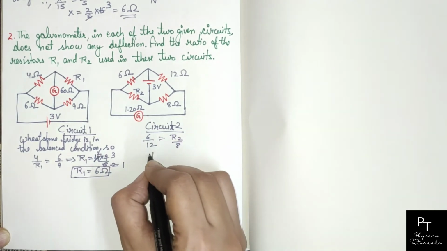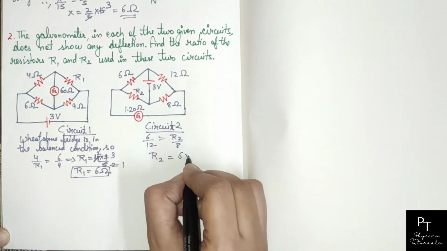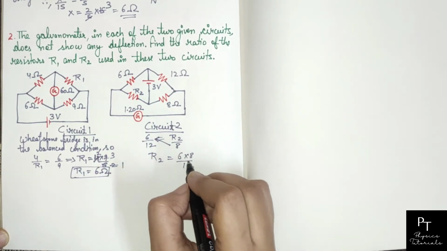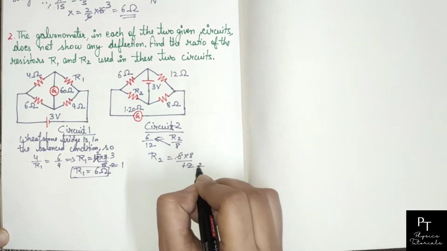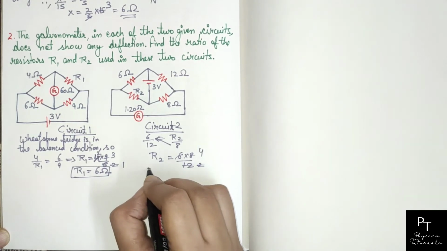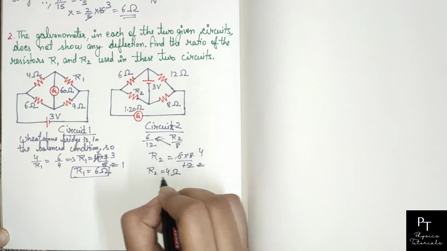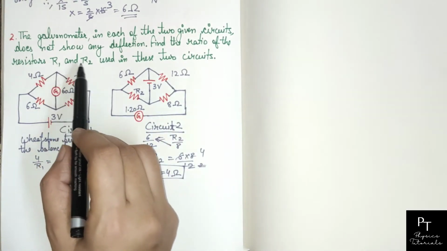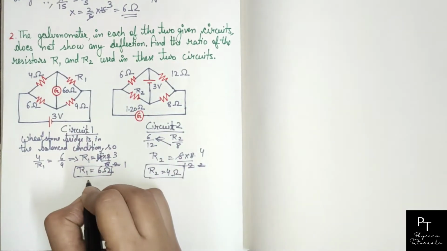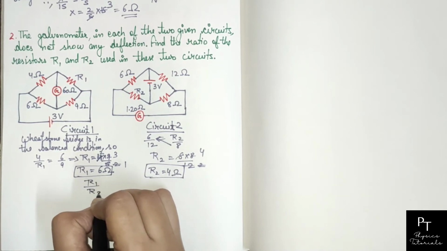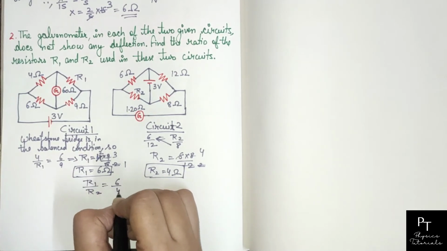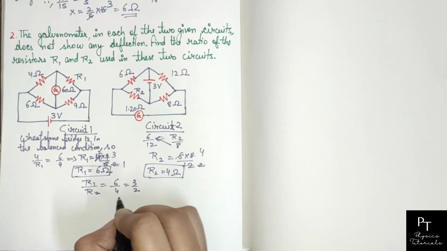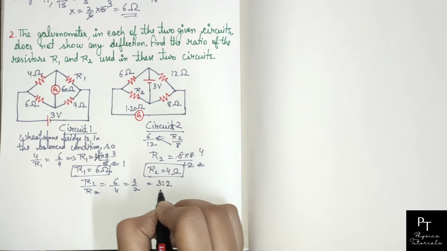So from here R2 will be equals to 6 into 8 by 12. ये क्रॉस मल्टीप्लाई कर दिया हमने यहाँ. So after cancellation 6 to the 12, 2 4 the 8, we get R2 equals to 4 ohm. And question में हमें रेशियो निकालनी है of R1 and R2. So we have R1 by R2 equals to 6 by 4 and this is equals to 3 by 2. So the required answer is 3:2.